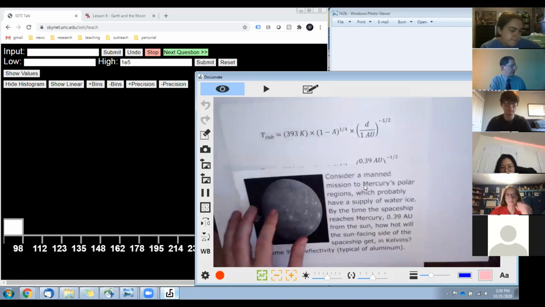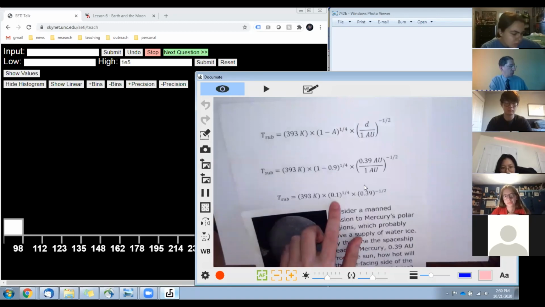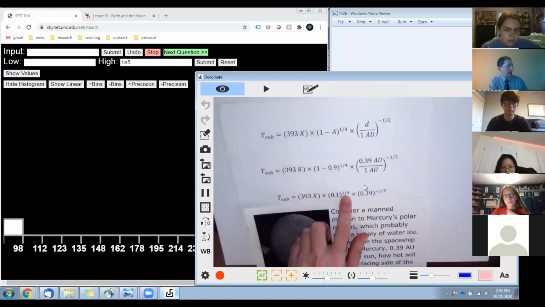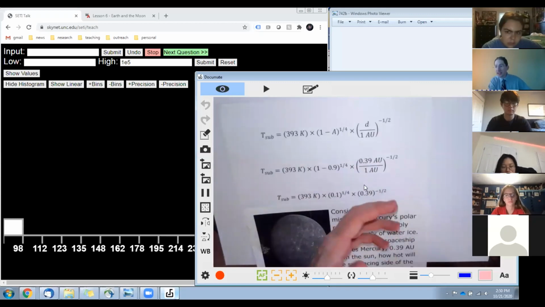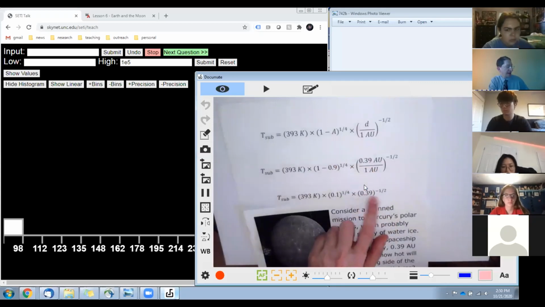The albedo, it's 90% reflective, so it would be 1 minus 0.9, which would be 0.1 to the quarter. And then this time, unlike last time, we also have a distance that you have to input. Last time it was 1 AU, so all this canceled, but this time the spaceship is almost there at Mercury. It's 0.39 AU from the sun, so you have 0.39 to the minus 1/2.